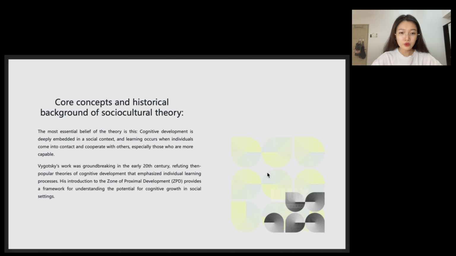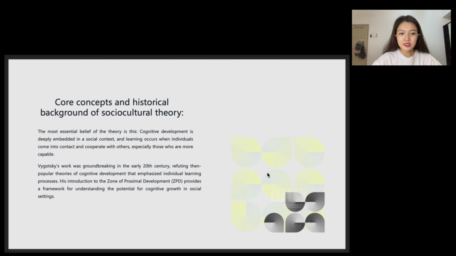The core view of sociocultural theory is that cognitive development is not only an internal psychological process of an individual, but also a process deeply influenced by social interaction and cultural tools. Cognitive development is deeply rooted in the social background. The cultural tools mentioned here include many fields such as language.